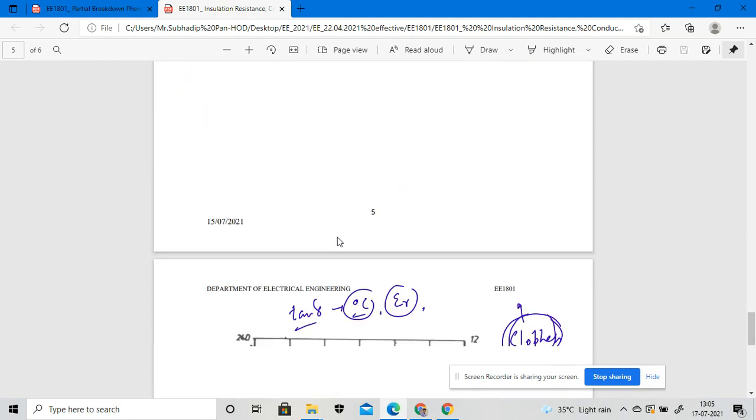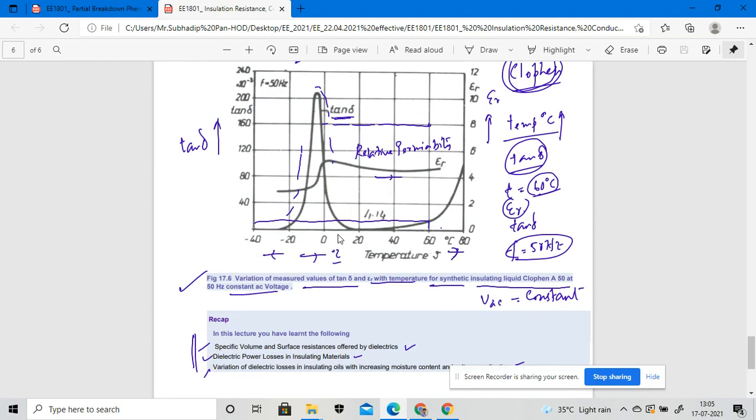We also discussed the graph related to the variation of the measured value of tan delta and epsilon r, the relative permittivity, with temperature for the synthetic insulating liquid clophen, at a frequency of 50 hertz with constant AC voltage. What will be the behavior of the graph? That thing we also discussed.